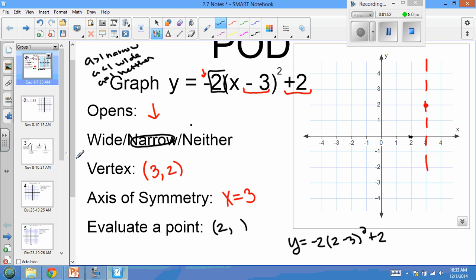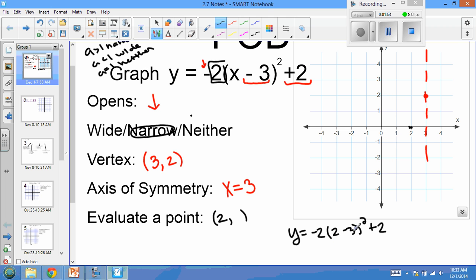Remember, it's important to follow our order of operations when we're solving. So you want to take care of your parentheses first. So you have 2 minus 3, which is negative 1. And we want to take care of our exponent. So negative 1 squared is 1 times negative 2 is negative 2. Plus 2 gives me 0. So my point that I evaluated, I plugged in 2 for x, and I got 0. So I have (2, 0). I can draw the left side of my parabola, and if I go 1 to the left, remember our line of reflection, we can go 1 to the right and draw a nice U.